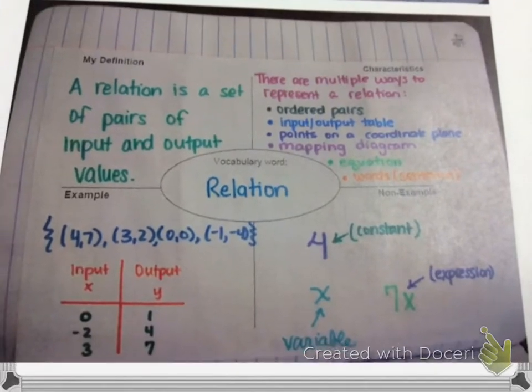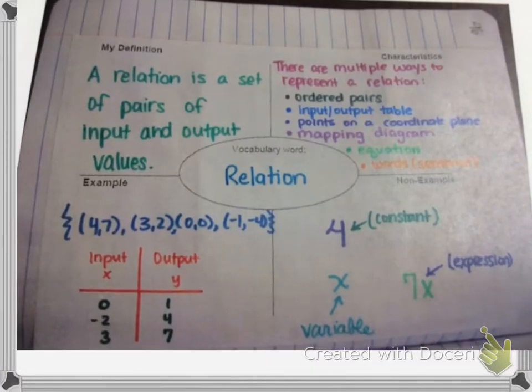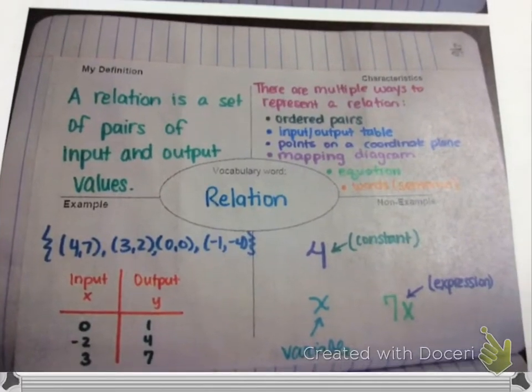And we have a set of tables. Then in the bottom right-hand corner, we have a non-example. This is not an example because there's not an input and an output.